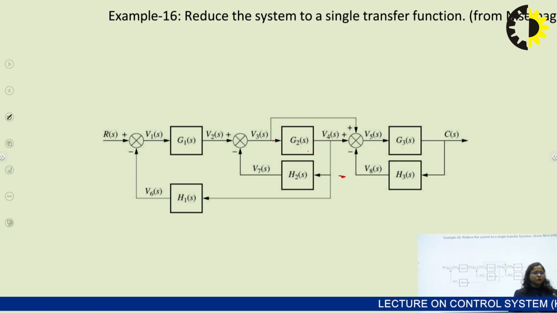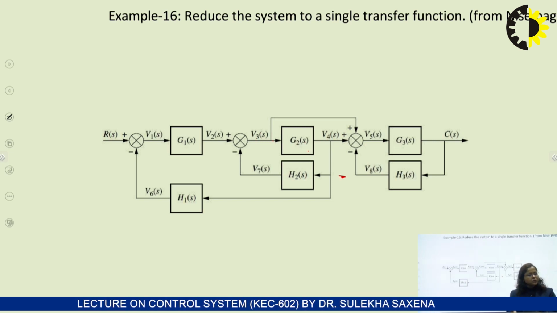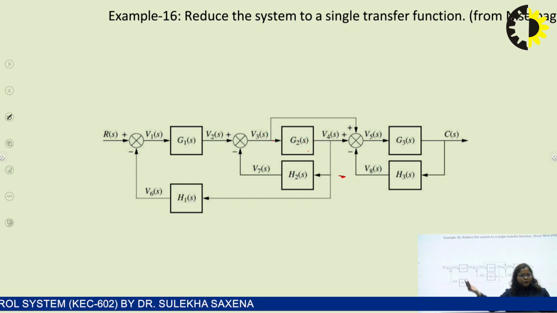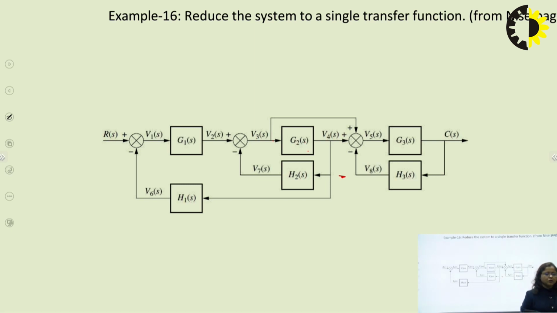Now about rules, when 2 or more blocks are in cascade, the overall transfer function is just replaced by a single block with multiplication of each block gain. When 2 or more blocks are in parallel, the overall transfer function is simply replaced by the addition of individual gain. If we move the summing point after a block, feedback gain is multiplied by forward function gain. And when we move the summing point behind a block, the feedback gain is divided by forward path transfer function. For takeoff point, the method is just reversed.